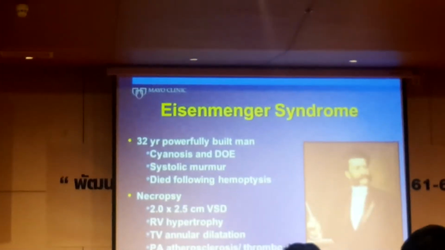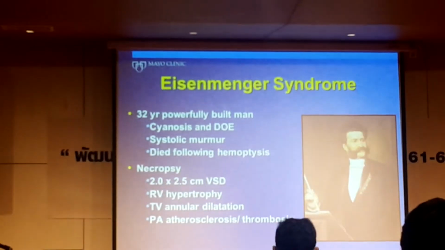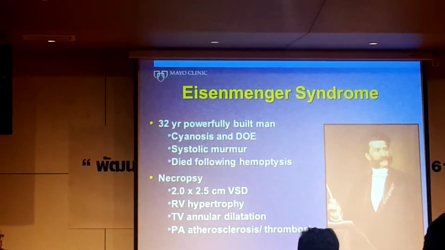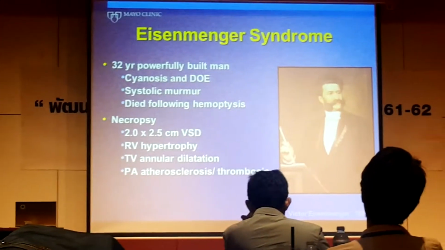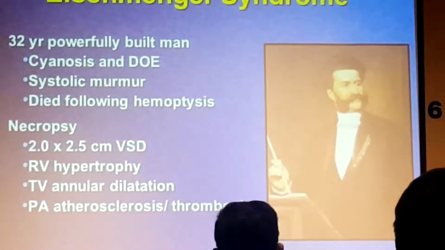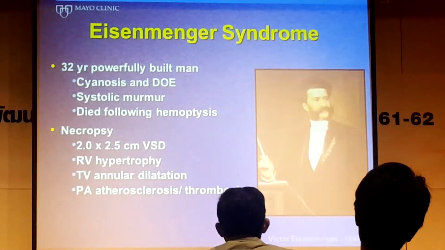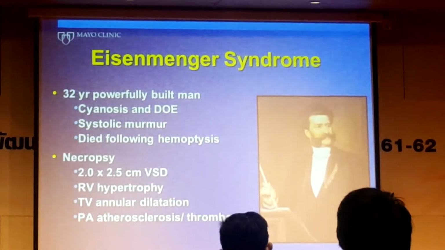As well as the annular dilatation. But in his description of Eisenmenger syndrome, there was something wrong. Can somebody pick it up from the slide? So he described somebody with cyanosis and shortness of breath, a systolic murmur, who died from hemoptysis. What is wrong with his description of Eisenmenger syndrome?